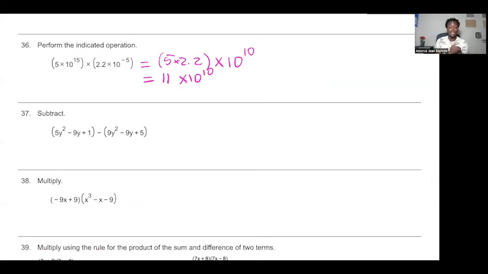You're looking at 11, which is bigger than 10, and they are asking me to give my answer in scientific notation. So I want to make sure that I convert my final expression into scientific notation. So the scientific notation requires that the number that comes before the multiplication sign, or before the power of 10, should be greater than or equal to 1, but less than 10. This one is greater than 10.